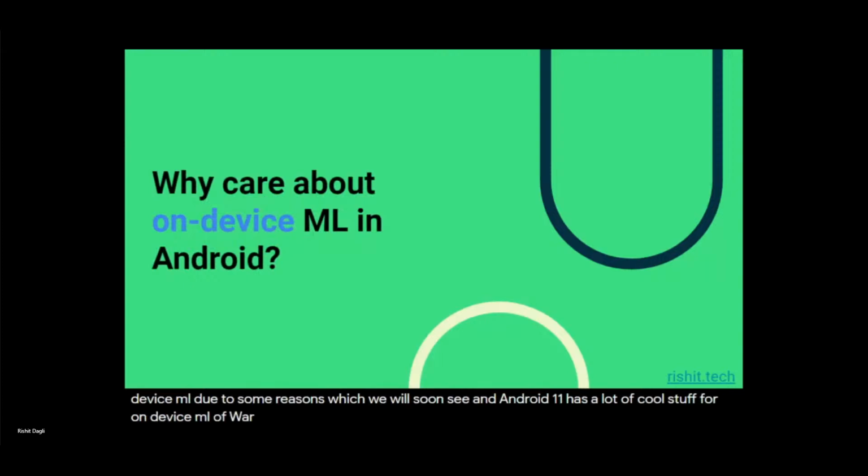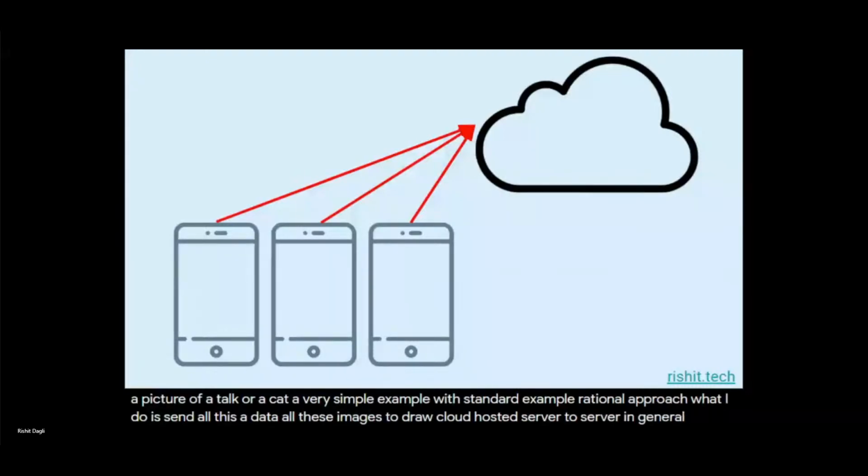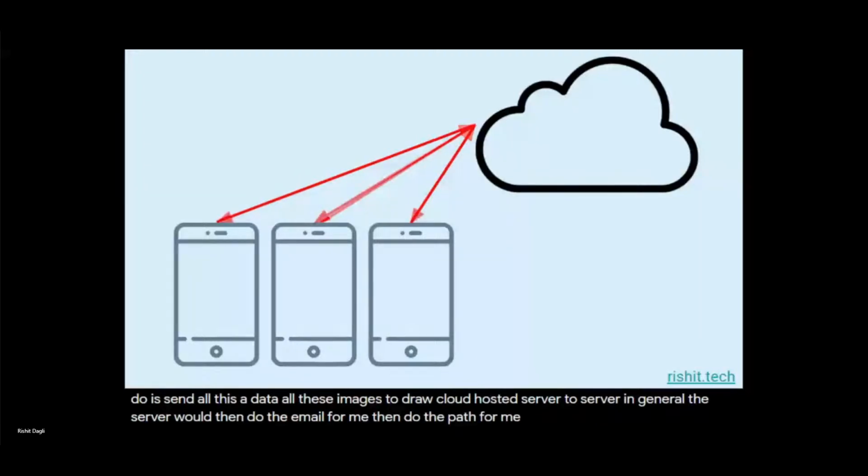So first off, what's this hype about on-device ML, or ML on edge? The idea behind on-device ML is to use ML such that, as opposed to the traditional approach, I no longer send my data to a server or some cloud-based system. So let's say I have an application which predicts if a photo is a picture of a dog or a cat. A very simple, very standard example. In a traditional approach, I would send all these images to a cloud-hosted server, or a server in general. The server would then do the ML part for me and return the outputs.